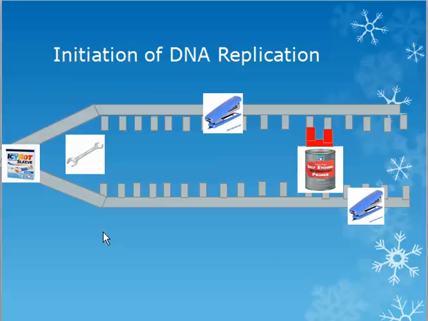In our diagram, replication is initiated when helicase unwinds the parental DNA, topoisomerase relieves the stress of DNA after the replication fork, single-strand binding protein attaches to the strands to keep them separated, and primase synthesizes the RNA primer.